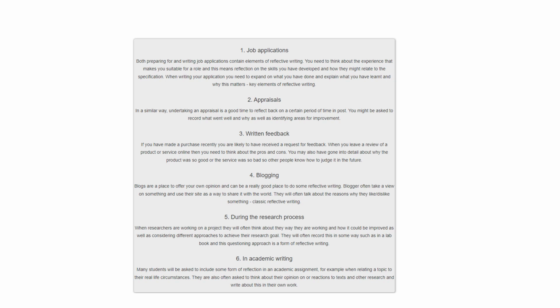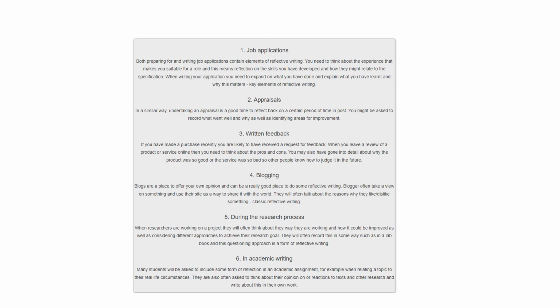Appraisals. In a similar way, undertaking an appraisal is a good time to reflect back on a certain period of time in post. You might be asked to record what went well and why, as well as identifying areas of improvement.